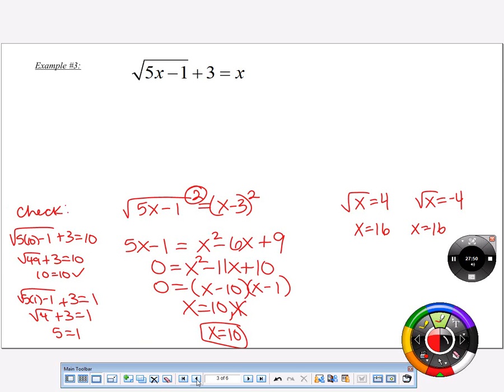Problem number 3, either you're looking at the 2 and saying it's an even index, but it's not a radical power because it doesn't have a denominator. Or you're looking at the problem, but we didn't put this here. This came with the problem. Okay?